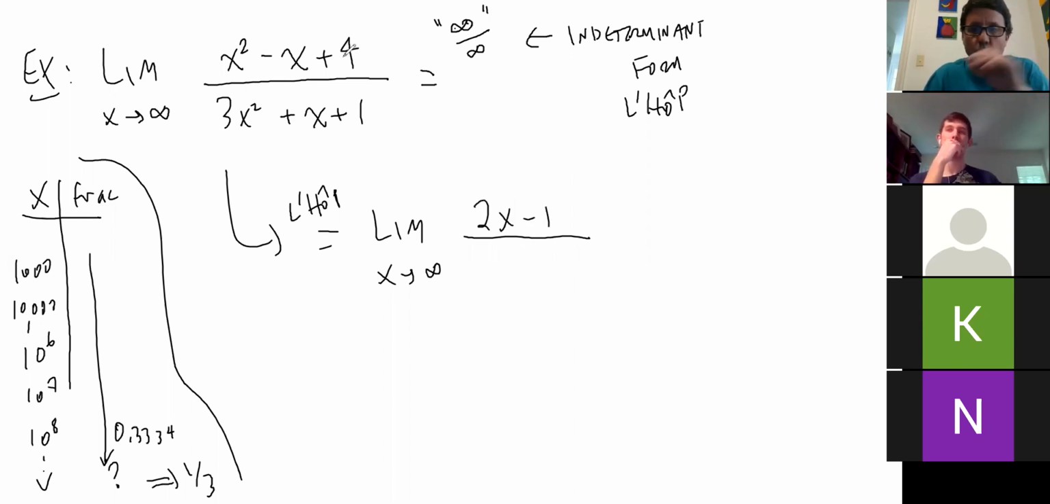This is not quotient rule. It's just straight up derivative over derivative. And the bottom would be 6x plus 1. And try again.